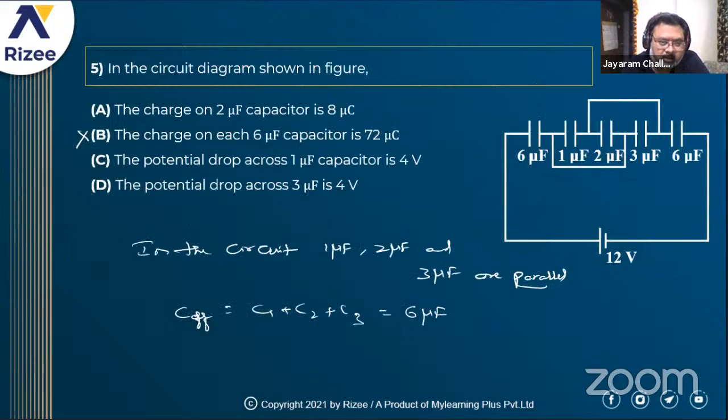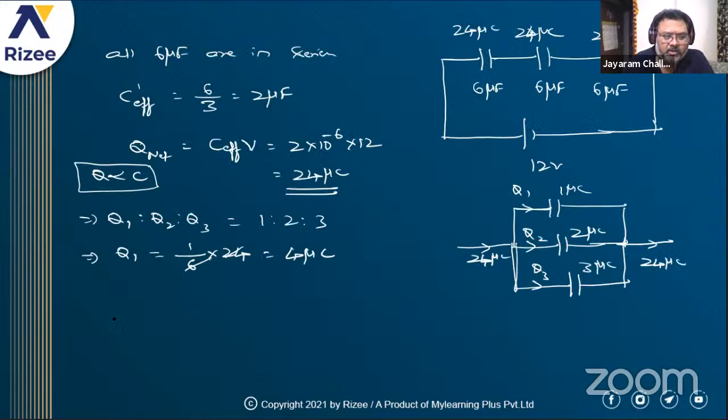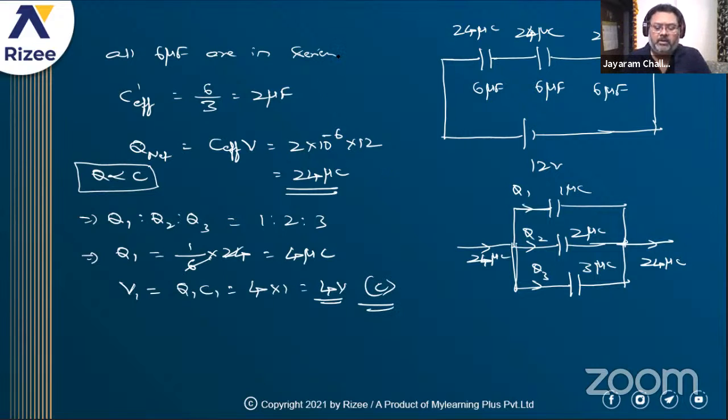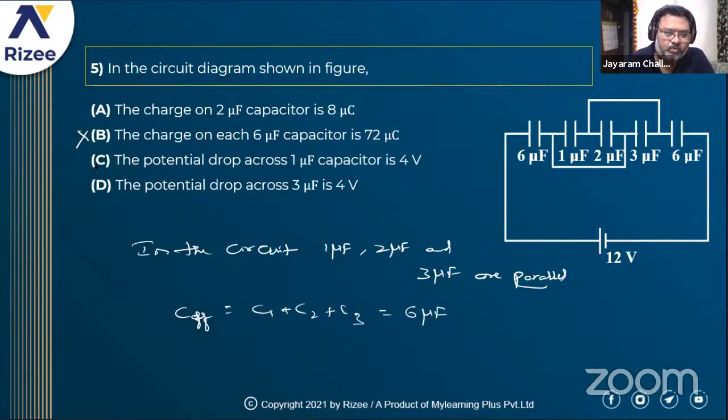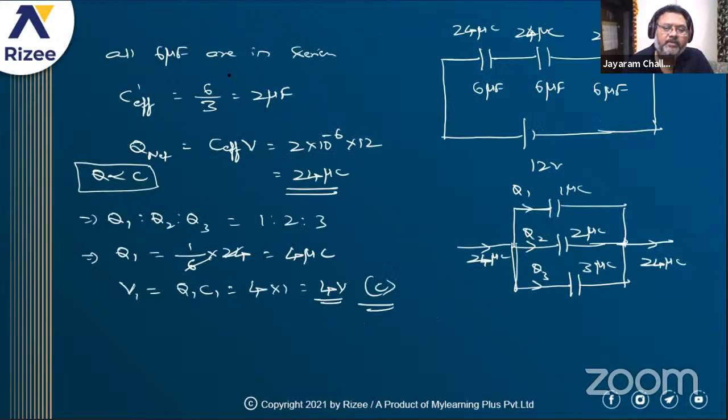He has not asked that one. And potential across the first one: potential across all of them will be the same. Potential is equal to Q1 divided by C1. Q1 is 4 microcoulombs, C1 is 1, that is 4 volts. So this is your option C, so option C is true. Next one: the potential, all of them are in parallel, so here also it should be option D. Next, we need to go for the first one.